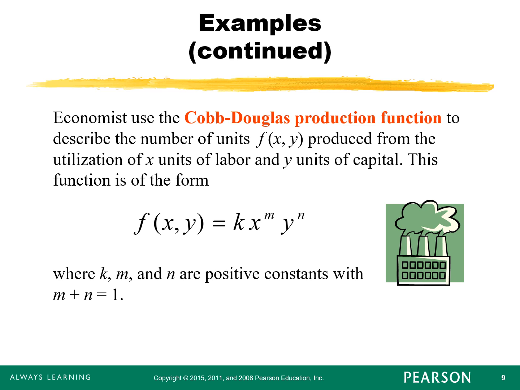Example, then continue it. Economists use the Cobb-Douglas production function to describe the number of units f(x,y) produced from the utilization of x units of labor and y units of capital. This function is of the form f(x,y) = k x^m y^n, where k, m, and n are positive constants with m plus n equals 1.